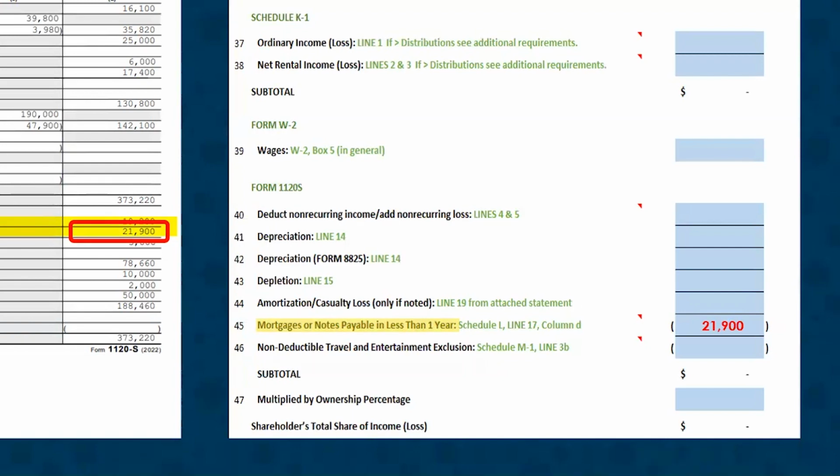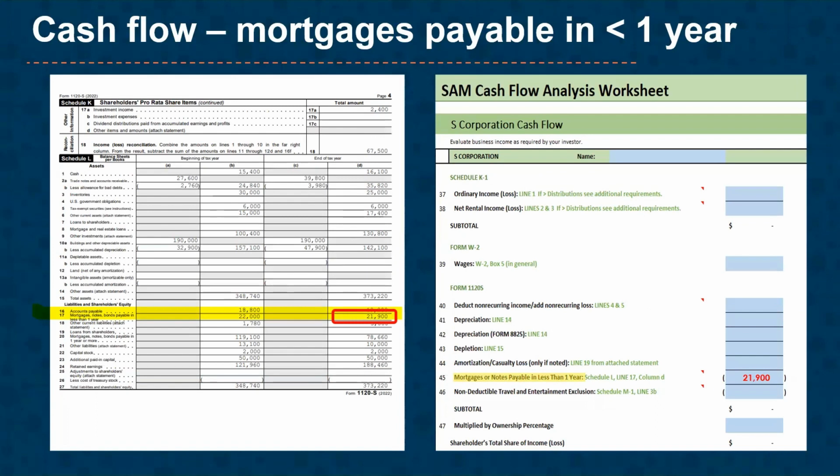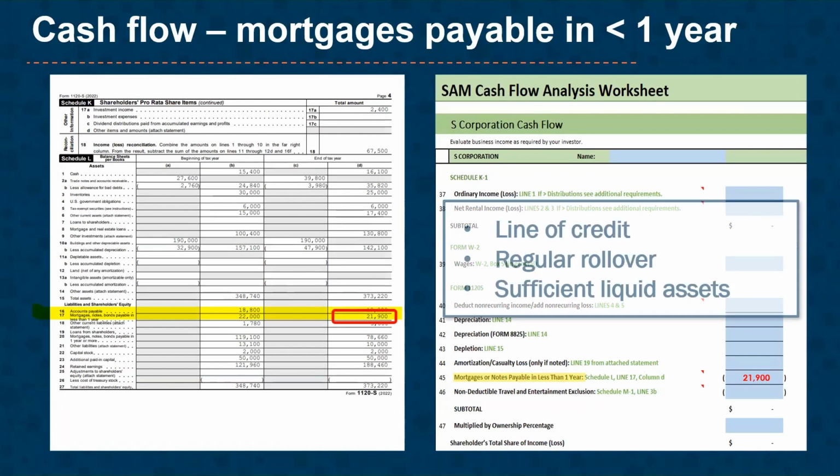However, this does not always need to be deducted as long as the lender provides evidence that this is a line of credit or regularly rolls over, or if the business has sufficient liquid assets to pay this amount off. If documentation is obtained, this no longer needs to be deducted.